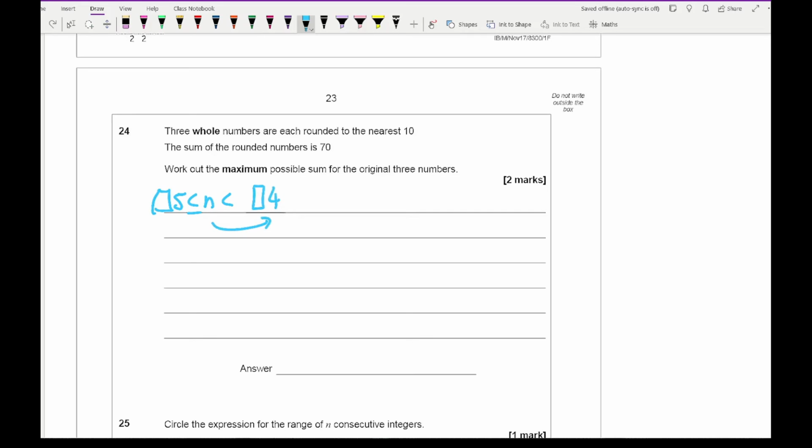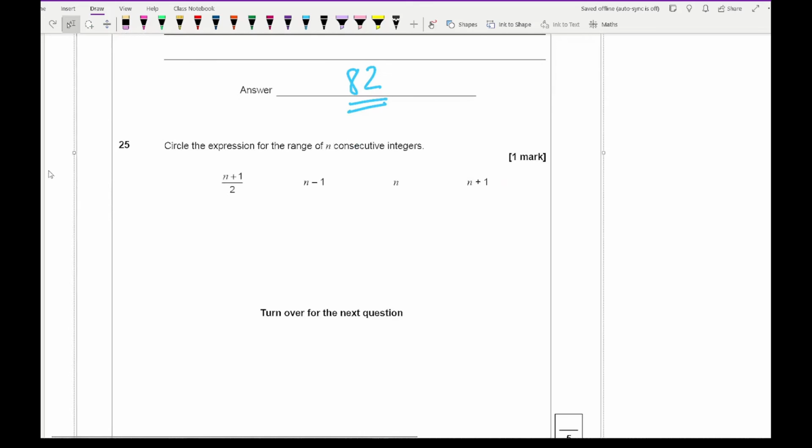So that means that for the upper bound, we are adding an extra 4. Now, if we've got 3 numbers, then in total, what we've got is plus 12. Now, if the number's been rounded to 70, then we can add another 3 lots of 4, which is 12. So the maximum that it could be is going to be 70 plus 12, which is 82.